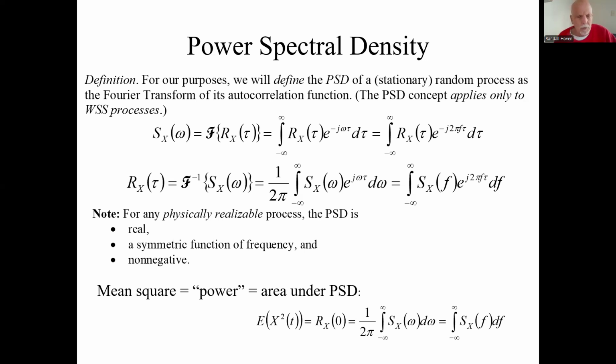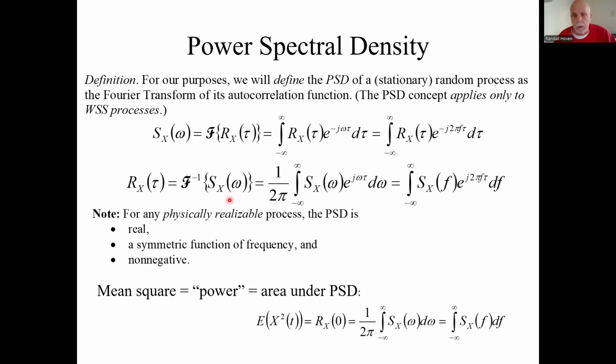In the previous video, we defined the power spectral density of a random process. It's indicated notationally this way, and by definition, it's the Fourier transform of the autocorrelation function of the process. It only applies to wide-sense stationary processes.